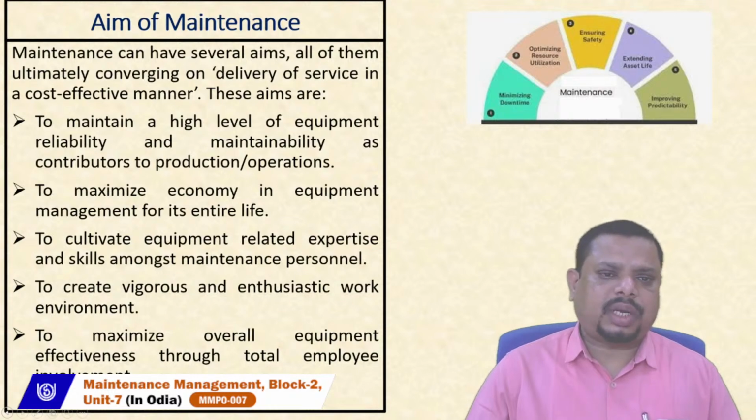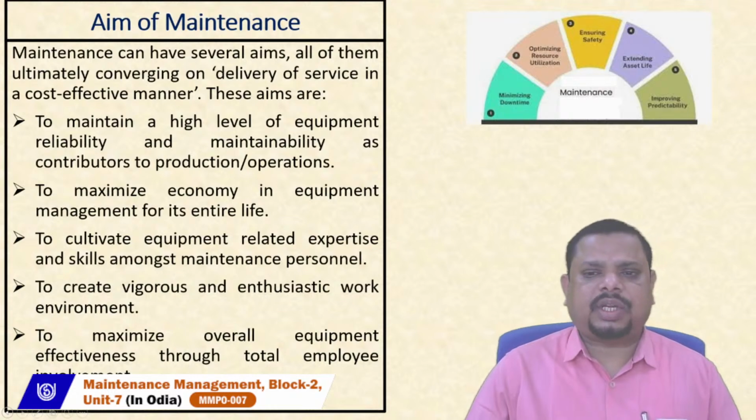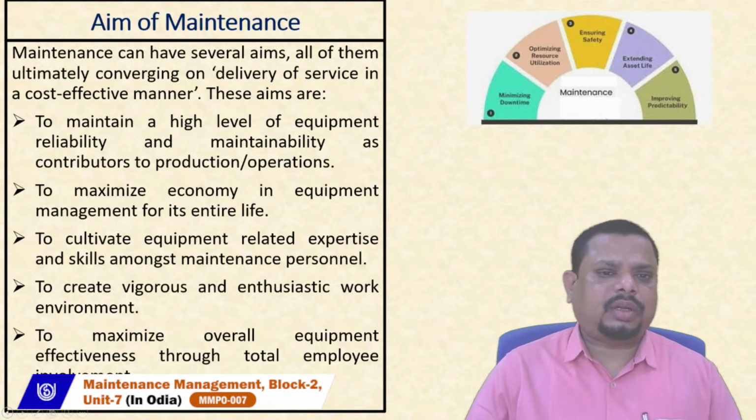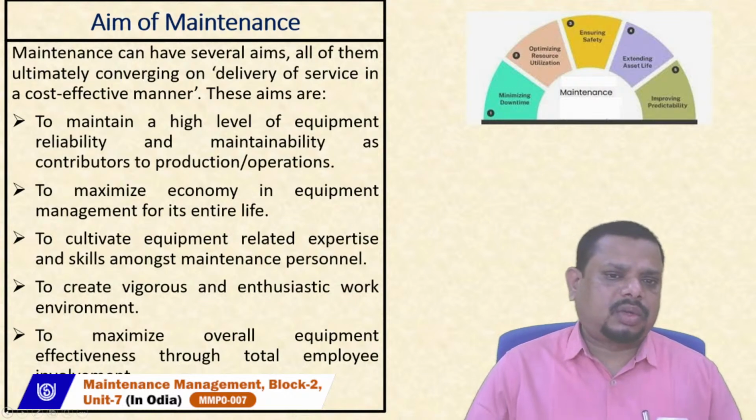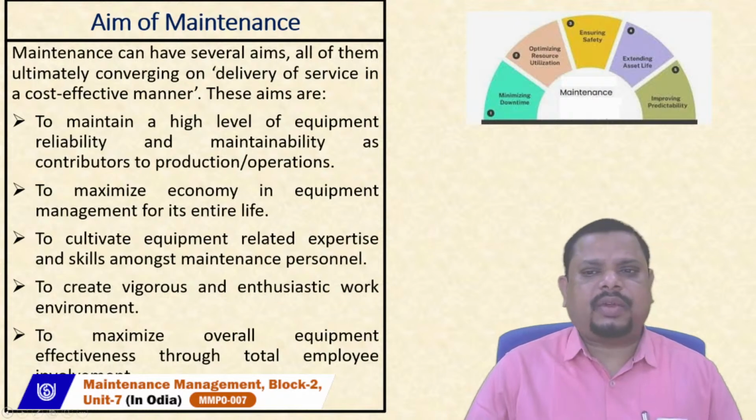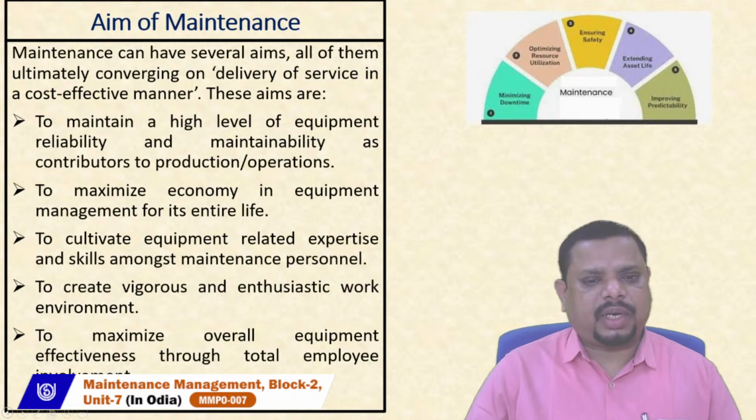If you go to the aim and objective of maintenance, they basically focus on minimizing downtimes, optimizing resource utilization in the form of man, machines, materials, and spare parts, ensuring higher safety, and extending asset life by providing preventive, corrective, and protective maintenance. The last one is to improve predictability so that they can easily eliminate errors from the systems. To understand the basic core of maintenance: to maintain a high level of equipment reliability and maintainability as a contributor to the production and operation departments.